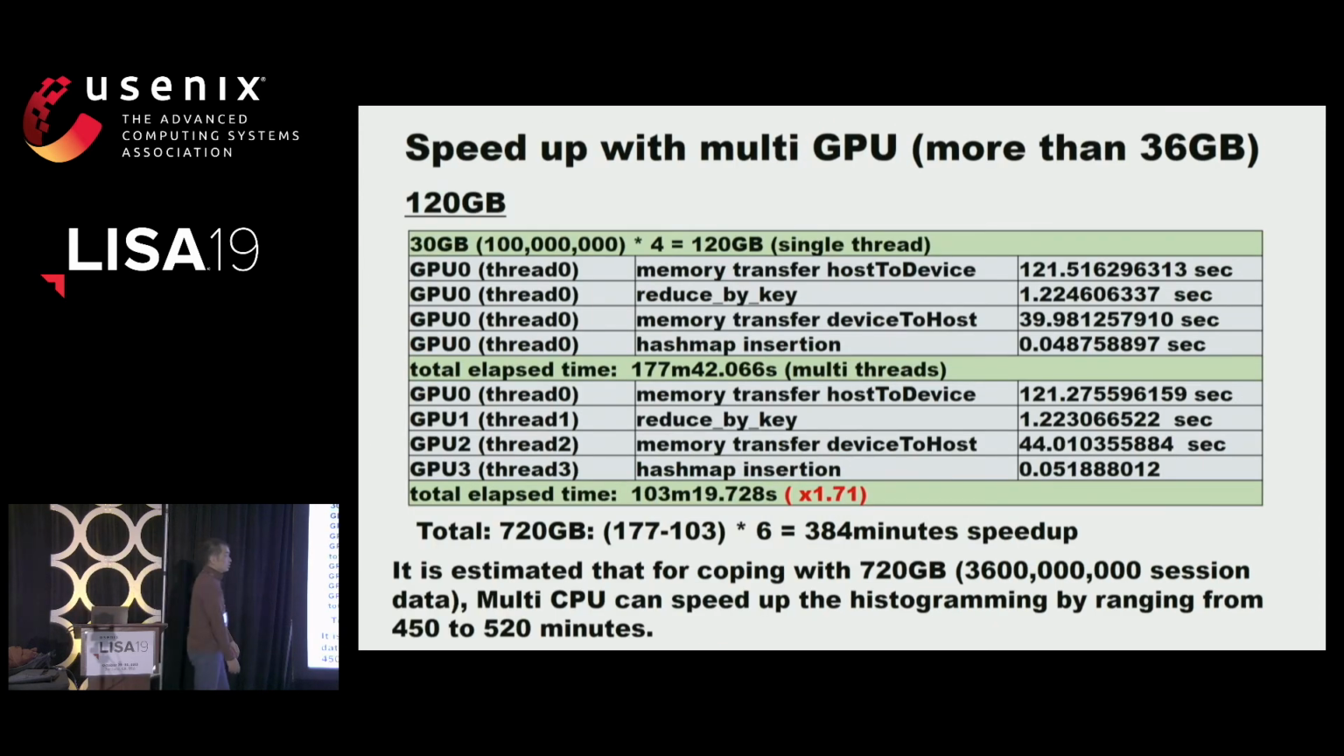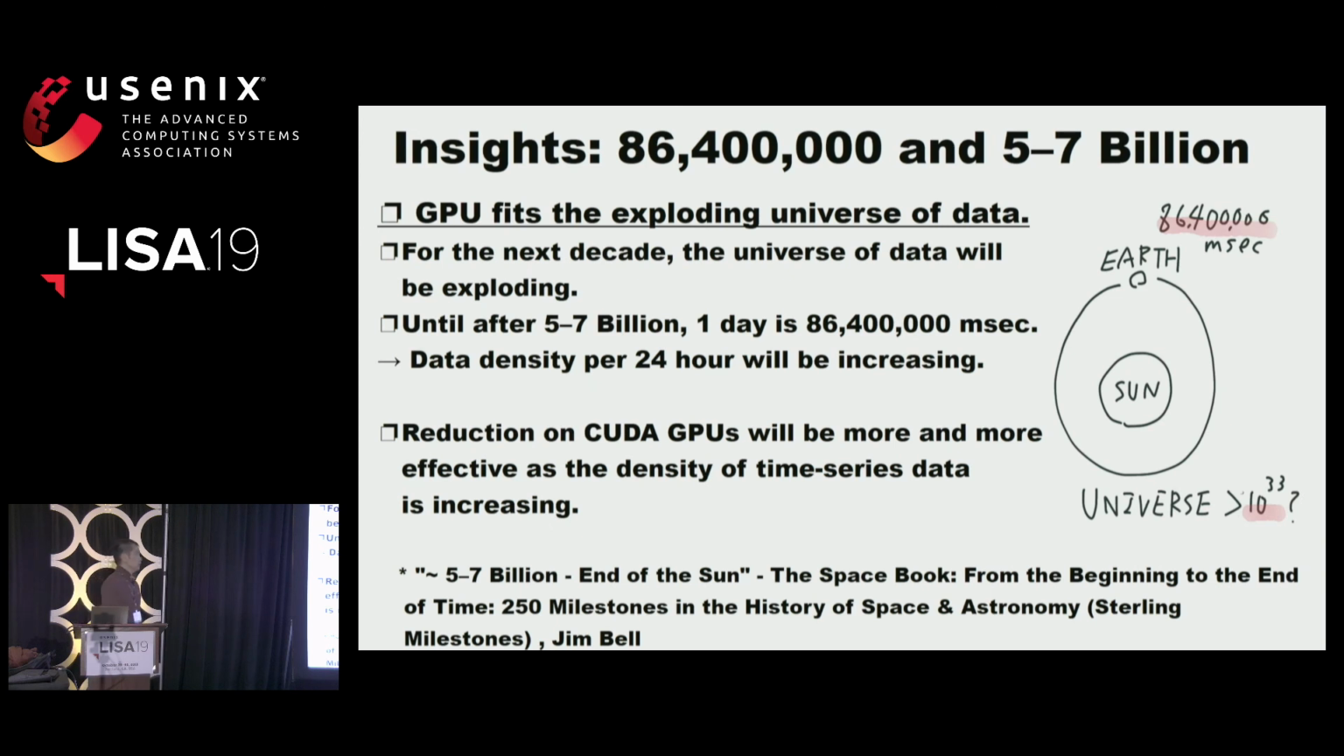This is a result of speeding up with merge GPU. 384 minutes speed up. This is about merge threading rather than merge GPU, but it is estimated that for coping with more than 700 session data streams, merge GPU can speed up the histogramming by a range from 400 to 500 minutes. This is my insight.